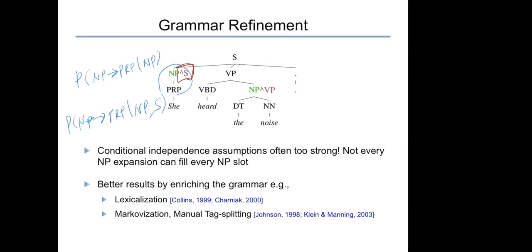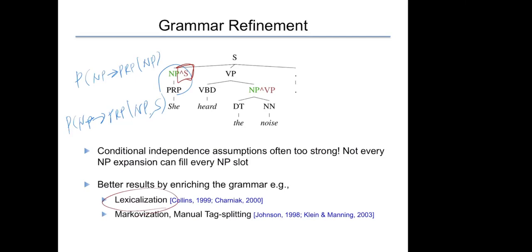where is it? Let me see. Yeah, so that's what's called, I'm actually having a bit of a problem remembering which one was which, but basically, let's see. So this is the manual text splitting. So I think they used the term lexicalization to refer to this.